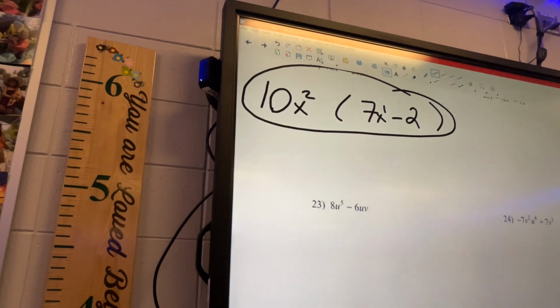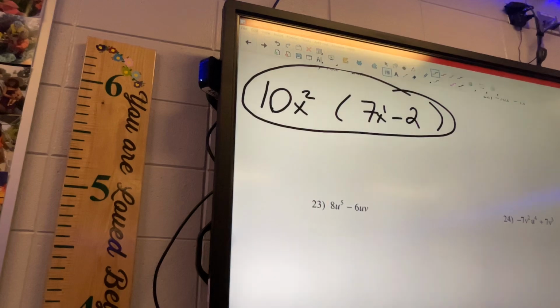Okay, 23. We're looking at the 6. Okay, 6 goes into 6. Does 6 go into 8? No. Okay, what number would you check next? We would check 3. Does 3 go into 6? Yes. Does 3 go into 8? No. So then we would check 2.